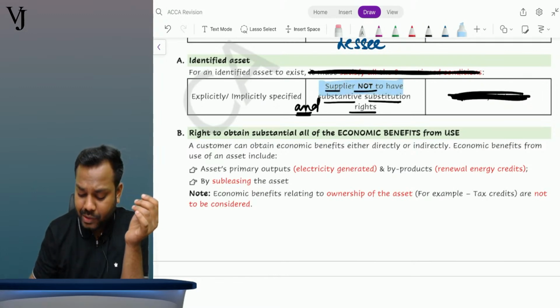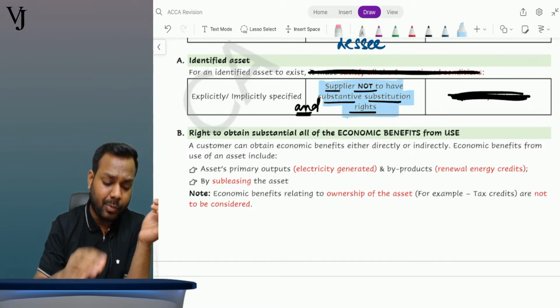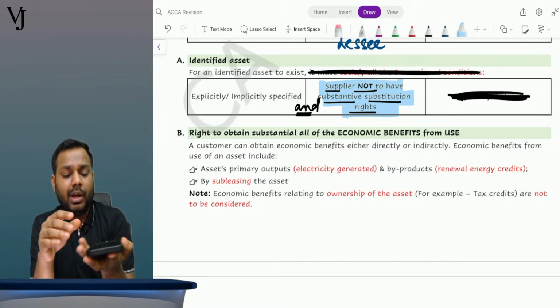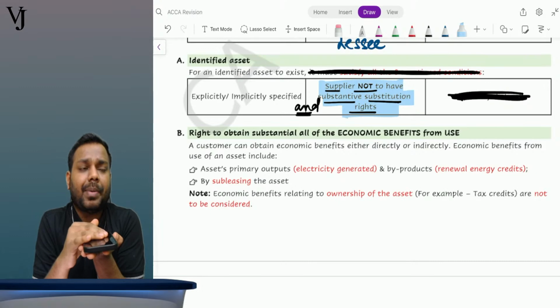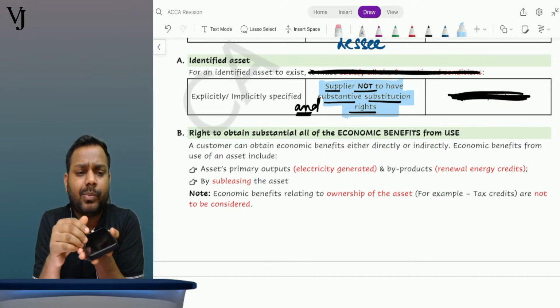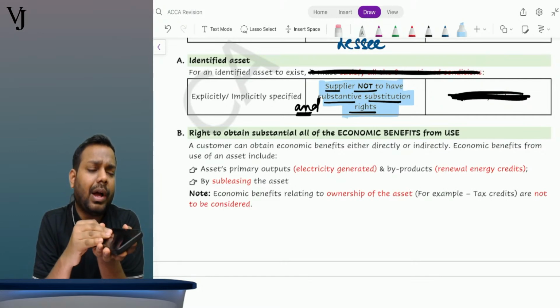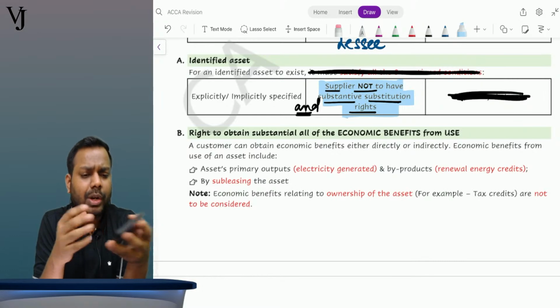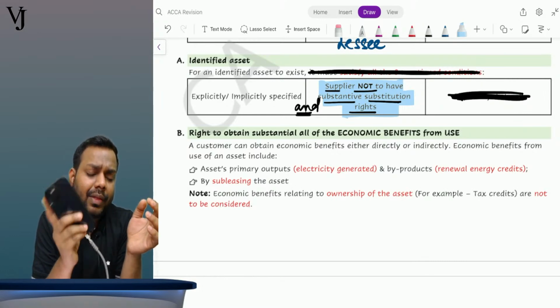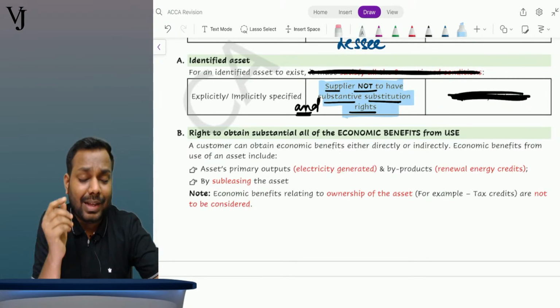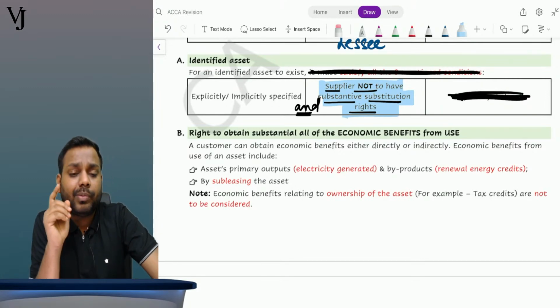Supplier not to have substantive substitution rights. Now let's suppose I took this mobile phone on rent. The person from whom I took this mobile phone on rent comes every second day and says, Vishal, I need this phone, you take another phone, I will give you another phone, but you give me this phone. So he basically replaces the phone every other day. Right? So it means that the supplier, the lessor, has the right to substitute the asset.